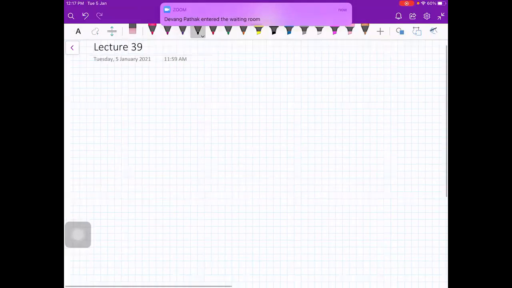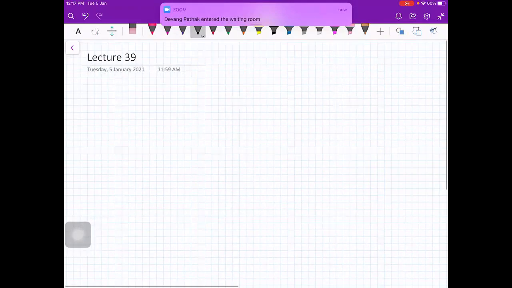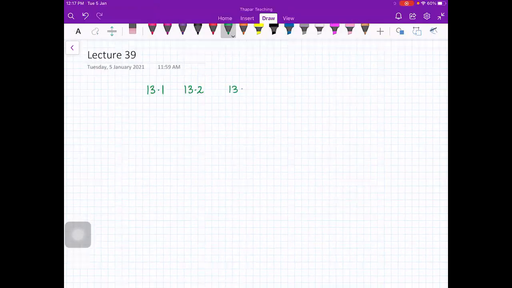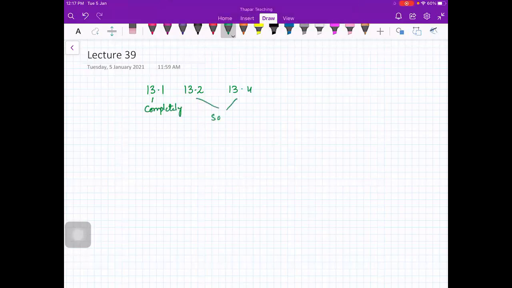Let me tell you the exercises also. We have done 13.1, 13.2, a part of it, and 13.4, so we have done it completely. You have to solve this exercise and some part of 13.2 and 13.4. And then for 13.3, which is double integrals in polar form.